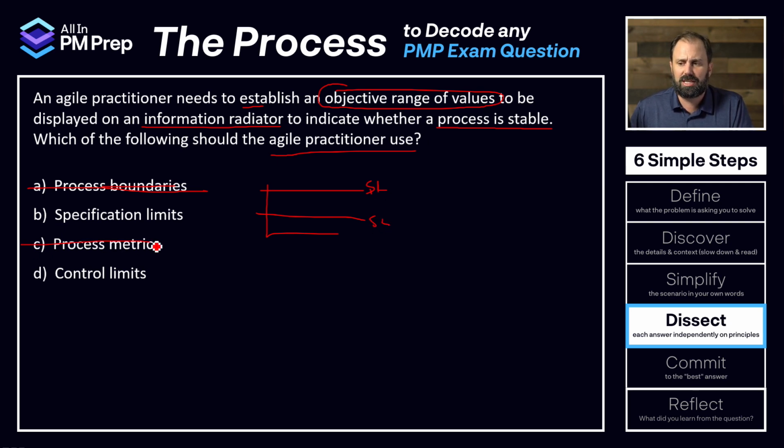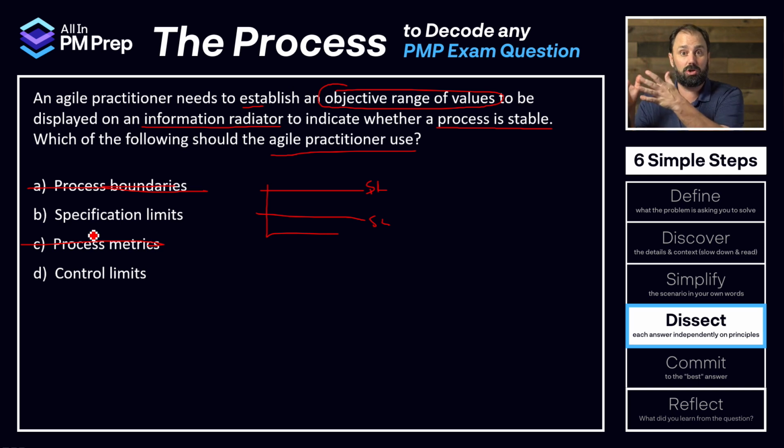Process metrics is just numbers that pop out. That's not it. The control limits. So we're going to see how specific this question is as far as the nature of what they want. Control limits is the voice of the process, okay? That is what the actual process will produce. Control limits are what the process will be producing. The specification limits are the standards between which we must meet, okay?